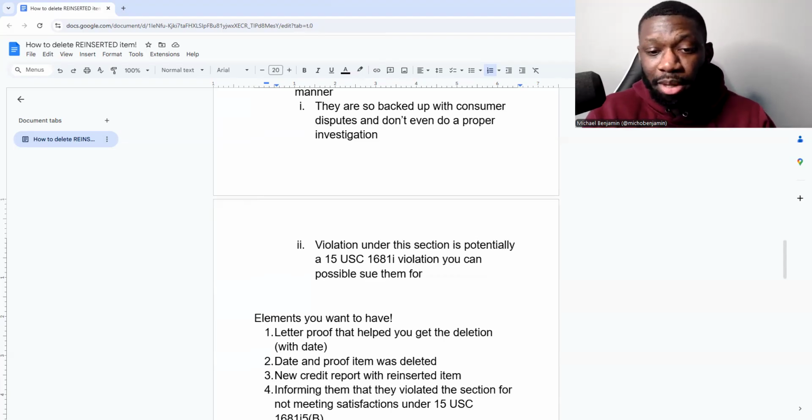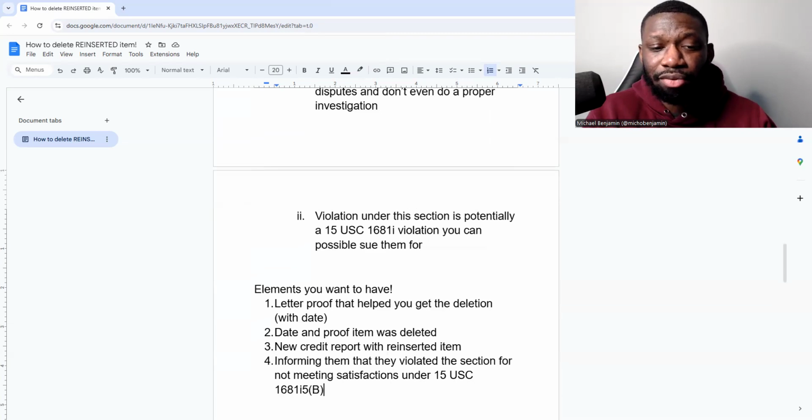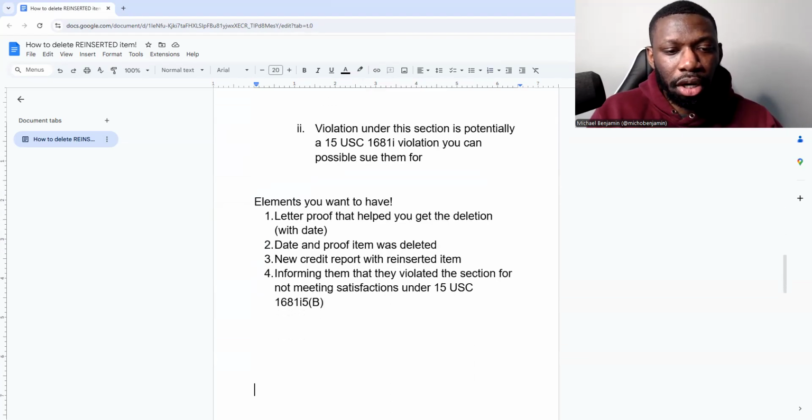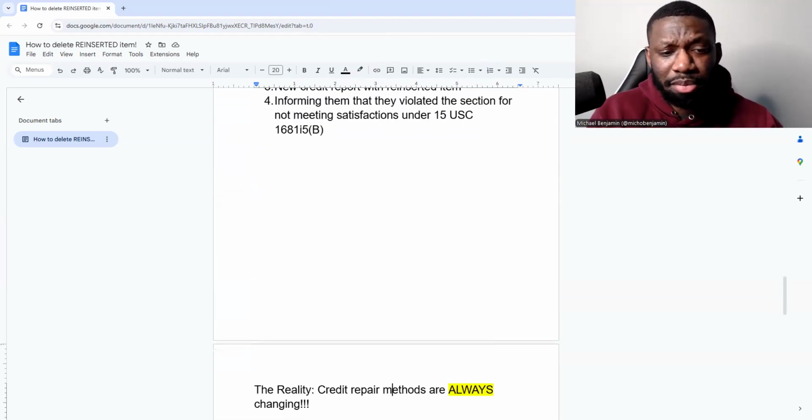And then you're going to inform them that they violated the section for not meeting the satisfaction under 15 USC 1681i(5)(B). So specifically, the section I was just going over for y'all. All right. So that's pretty much it.